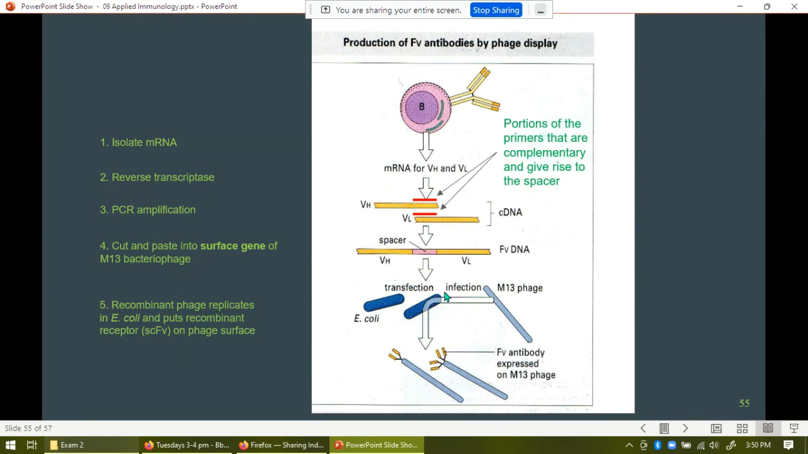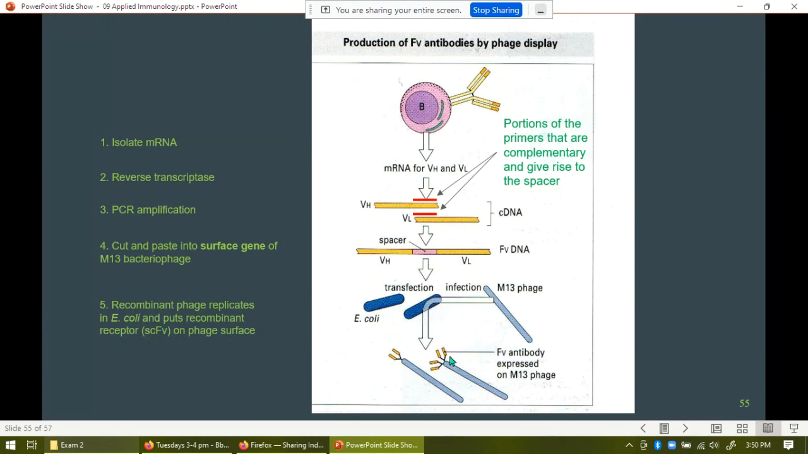a recombinant phage after you infect the E. coli cells. You have a recombinant phage that replicates in the E. coli. It lyses the E. coli cell, releasing a bunch of phages. And once you recover your phages, you will be able to see that they have the recombinant receptor, single chain fragment variable on the surface of the phage.